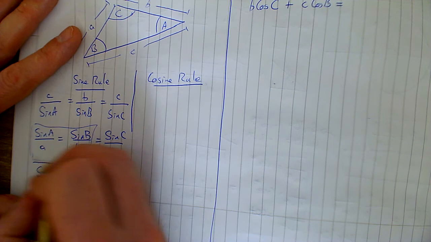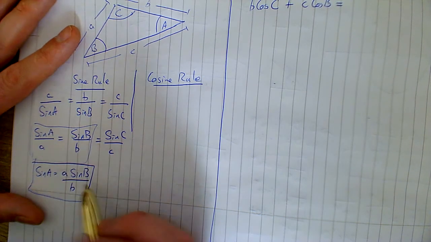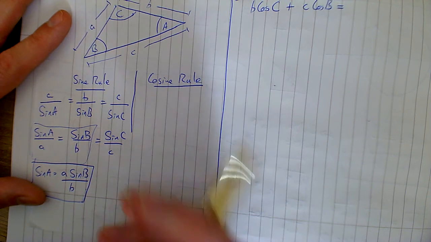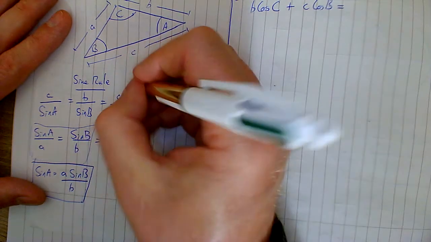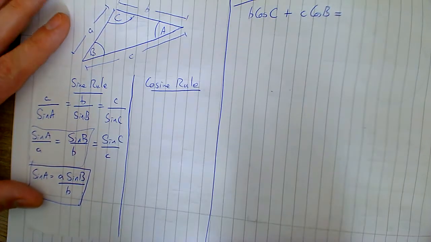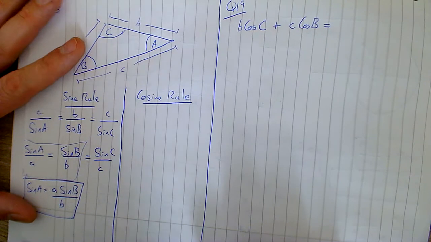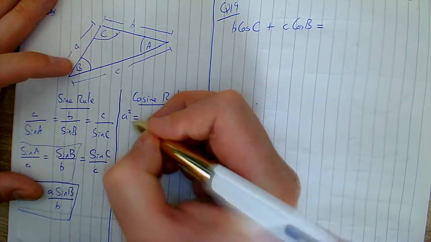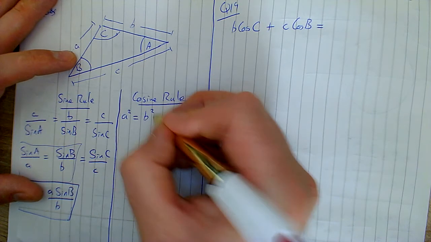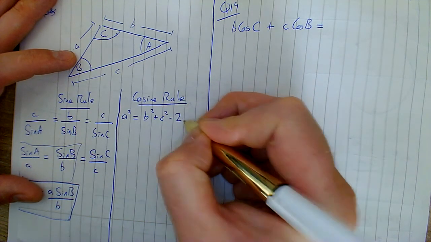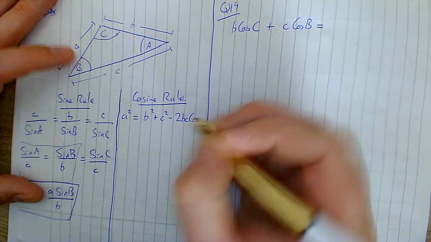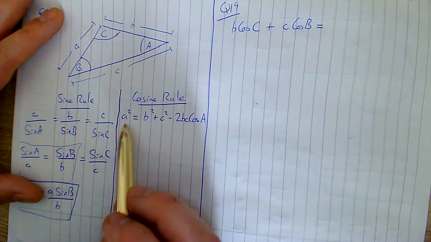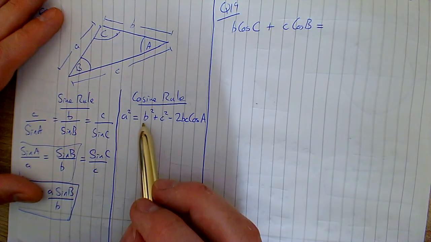Cosine rule says, and I'll just give one example, a squared equals the other two sides squared, b squared plus c squared minus twice their product times the cosine of the angle in between them, which in this case is a. Equivalently, you could have b squared equals c squared plus a squared minus twice ac cos b, or you could have c squared equals a squared plus b squared minus twice ab cos c. So there's a few ways you can present the cosine rule. I've only got it this one way.